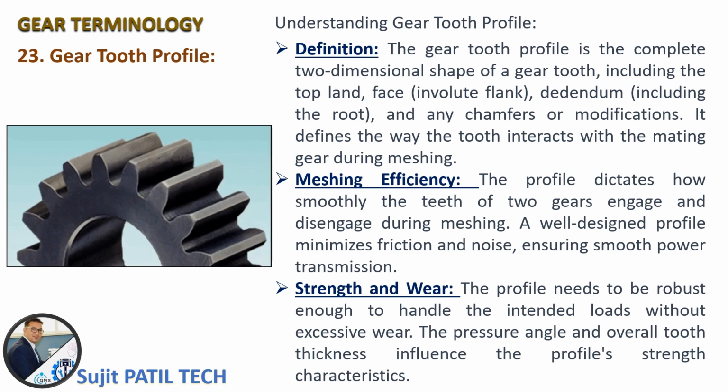Meshing efficiency: the profile dictates how smoothly the teeth of two gears engage and disengage during meshing. A well-designed profile minimizes friction and noise, ensuring smooth power transmission. Strength and wear: the profile needs to be robust enough to handle the intended loads without excessive wear. The pressure angle and overall tooth thickness influence the profile's strength characteristics.